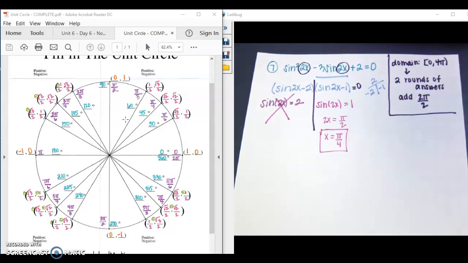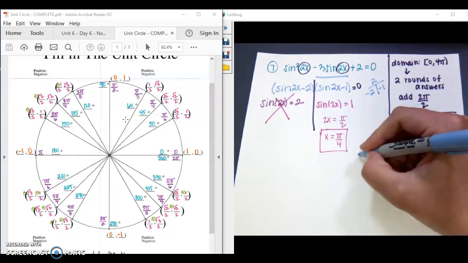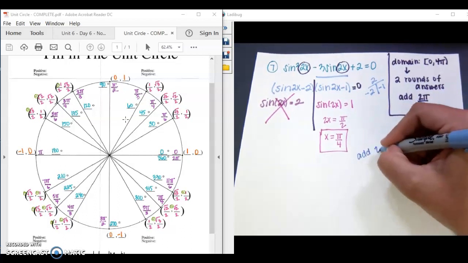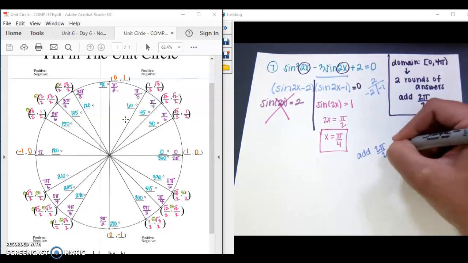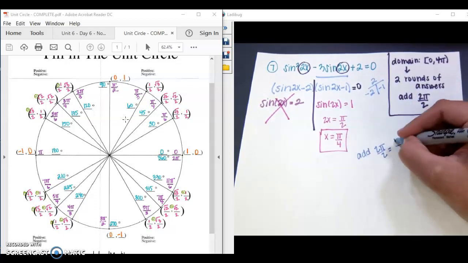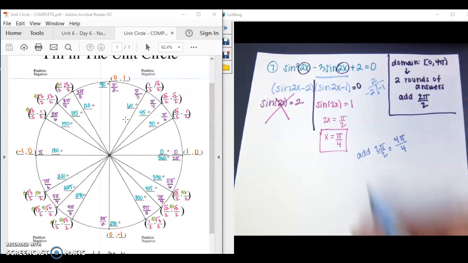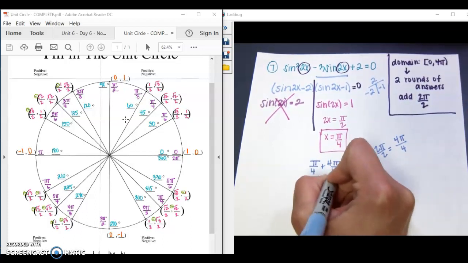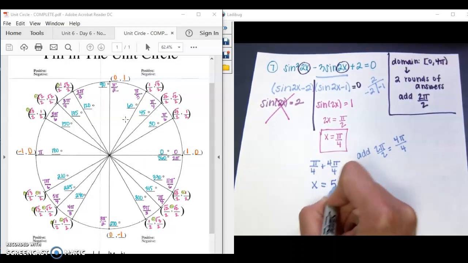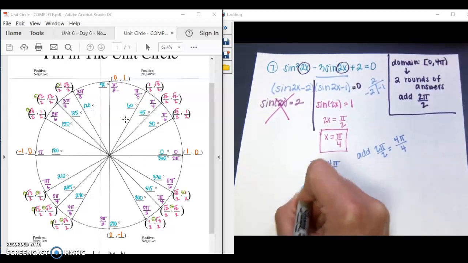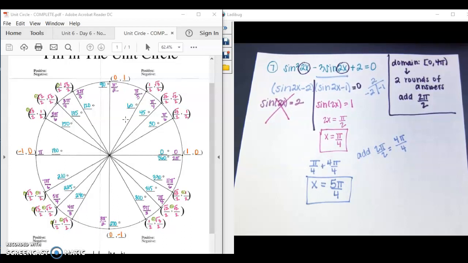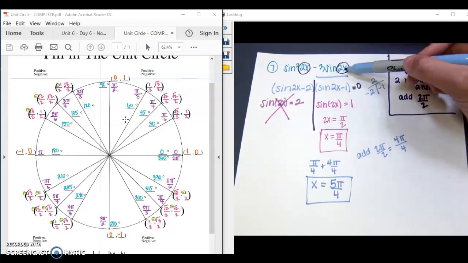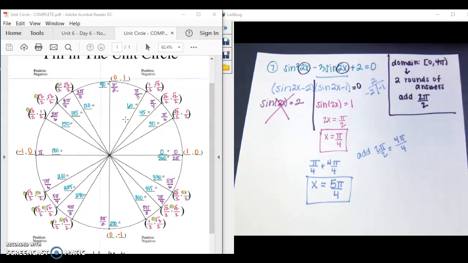Okay, so that was just the first round. We have to get a second round because it was 2x. So we're going to add 2 pi over 2, and because we have a denominator of 4, we can make that 4 pi over 4. So we have pi over 4 plus 4 pi over 4. So our second round answer is going to be 5 pi over 4. So once again, we had to adjust our domain and do 2 rounds of answers because this was 2x here and not just a regular x.